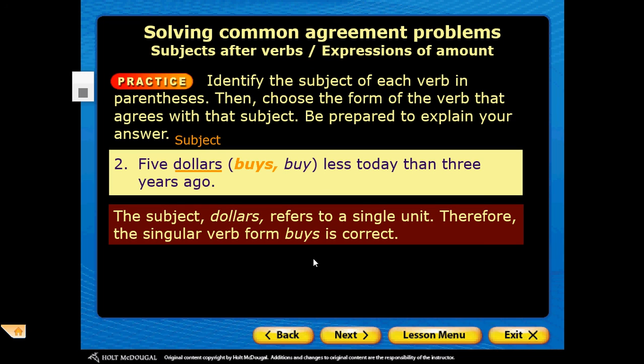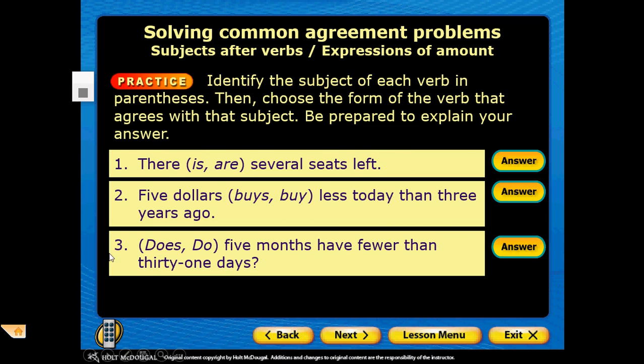So $1, $5, $10, and even here in Riyadh we have 1, 5, 10, 20, although we don't normally have 20 these days, and we have 50, 100 and 500 notes. These are the notes in Saudi. The last question here: does or do 5 months have fewer than 30 days? We are talking about months, 5 months. So we have to say do, because these are 5 months.